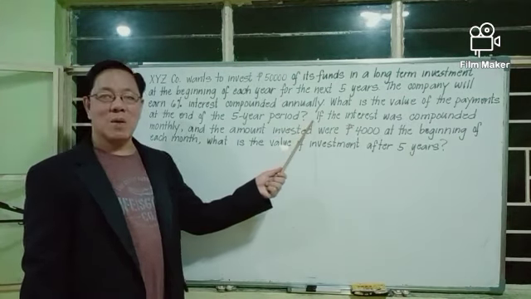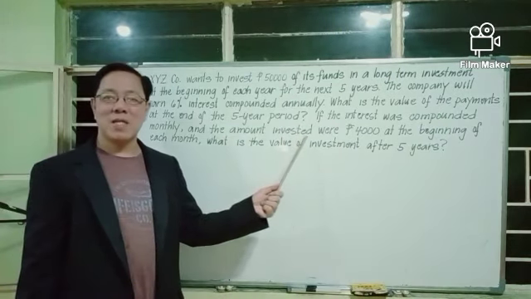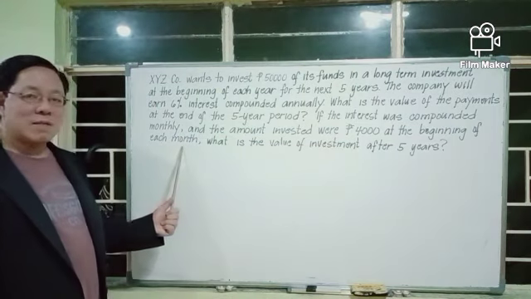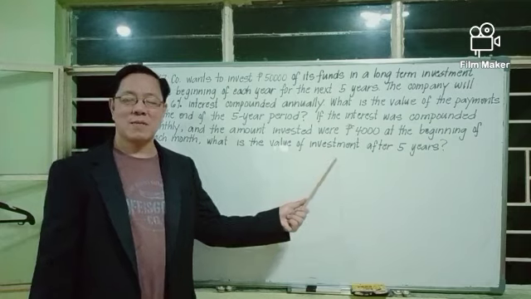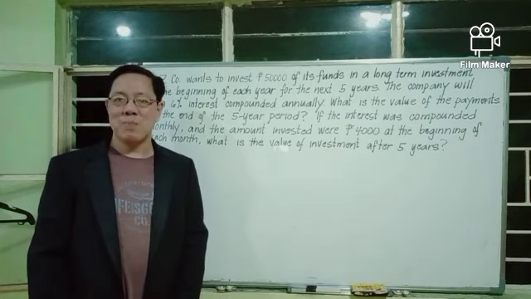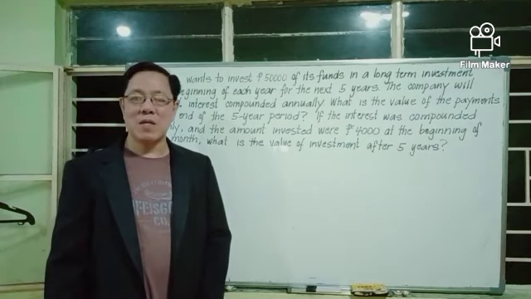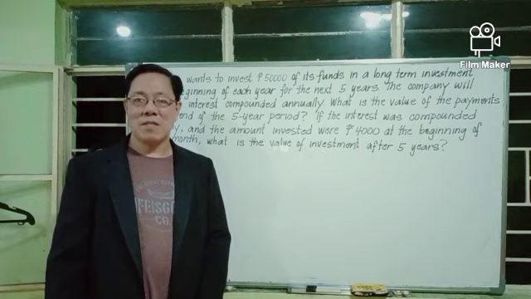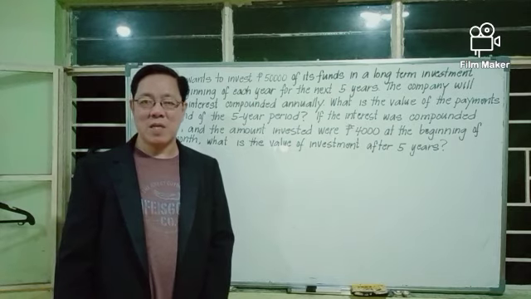If the interest was compounded monthly and the amount invested were 4,000 pesos at the beginning of each month, what is the value of investment after 5 years? This problem has two parts, and this problem involves annuity due because the regular payments, the regular amount of investment are to be paid at the beginning of each period.